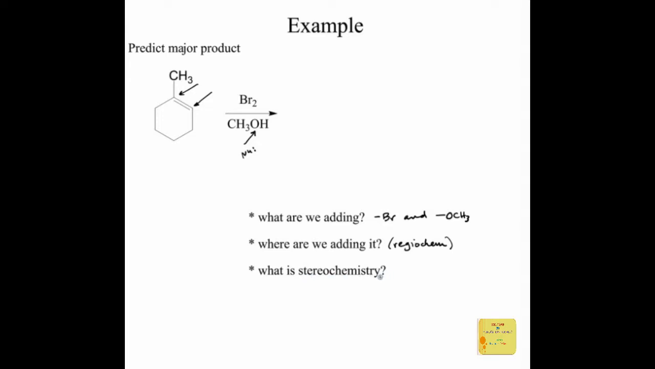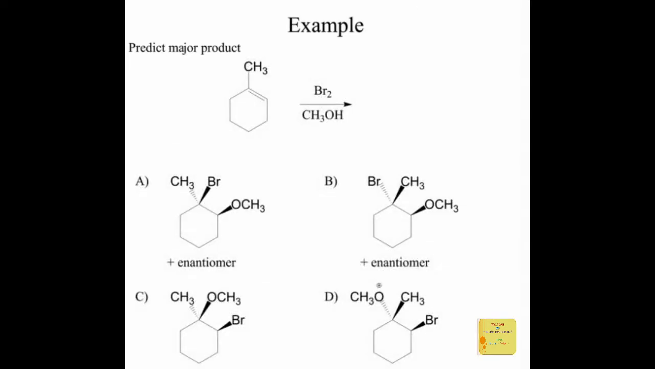We need to think about the stereochemistry. What is the relative stereochemistry of those two things? And for that we need to understand the mechanism, and that's going to tell us the relationship of those two. Let's look at some choices for our products and see if we can decide. Okay, so we said we're going to add a Br and an OCH3 to these two positions. Let's take a look at those choices. Okay, all of these are chiral, so they all should say plus enantiomer. Assuming these are all racemic, which one has the proper combination of the regiochemistry and the stereochemistry?